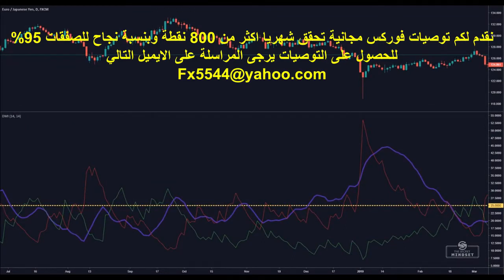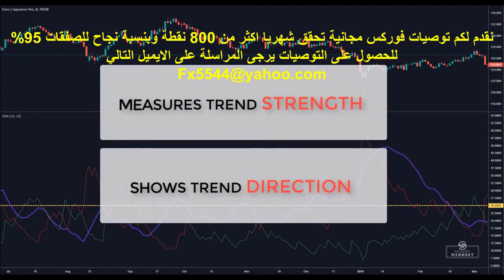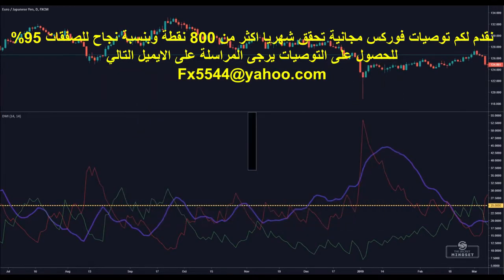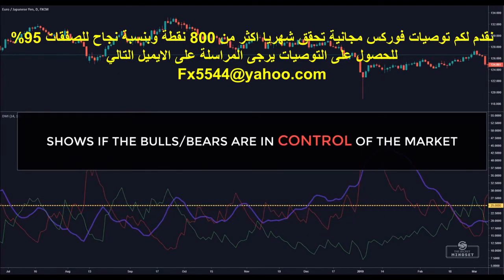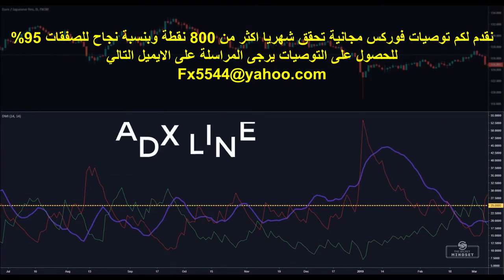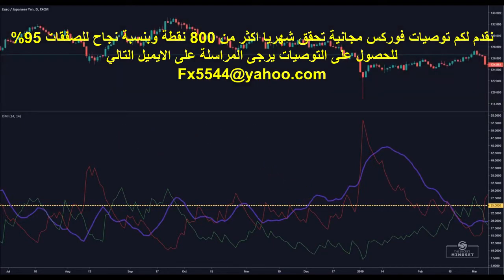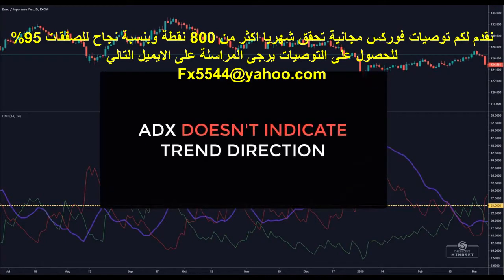The average directional movement, or shortly the ADX, is an indicator that measures trend strength and shows trend direction. Basically, the ADX tells traders whether the bulls or the bears are in control of the market. The ADX is an oscillating indicator displayed as a single line, ranging from 0 to 100. The ADX only indicates the strength of the trend and does not indicate its direction.